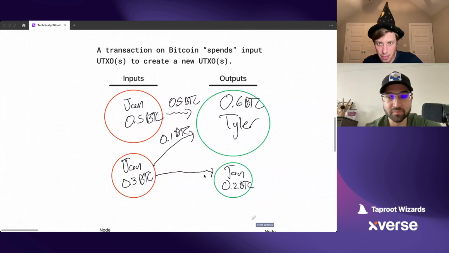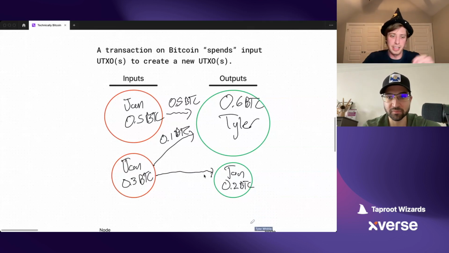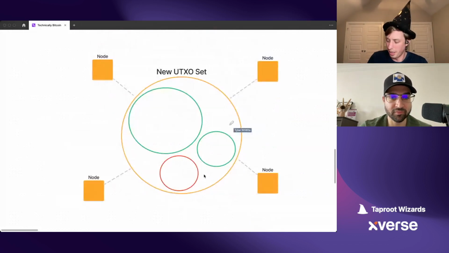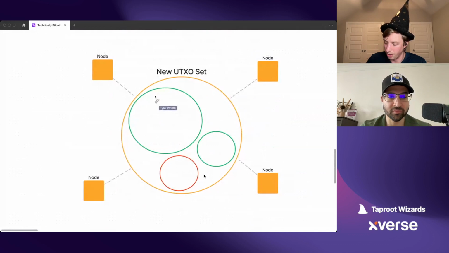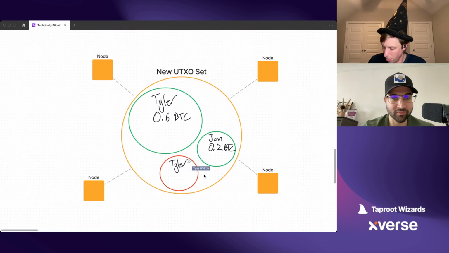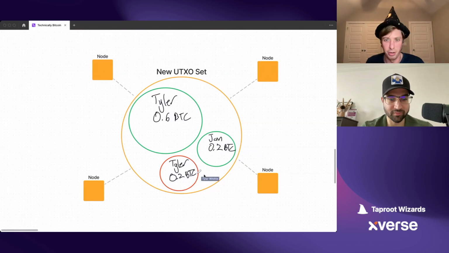So now if we play this out a little further, and let's assume this transaction's valid, we're going to end up at this state where there's a new UTXO set. And the UTXO set is now going to look like, well, Tyler owns that 0.6 BTC that you just sent him. Jan, you have this new UTXO. It's basically the change from your transaction. That's 0.2 BTC. And then this old UTXO that existed before, well, it was never spent, so it's still there, the 0.2 I originally owned.